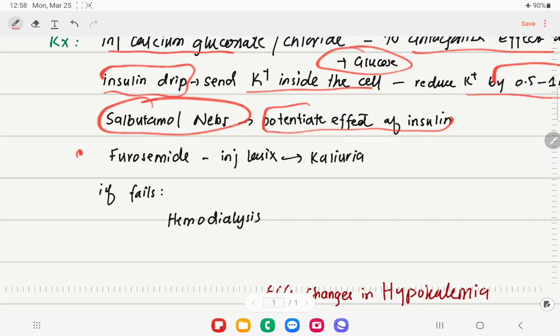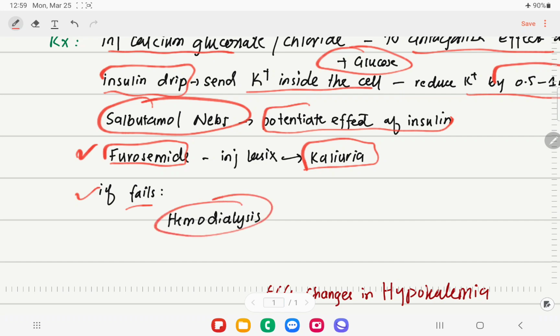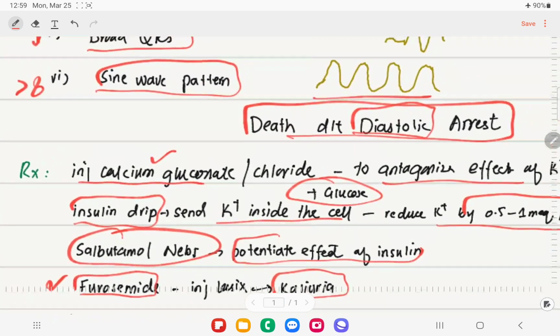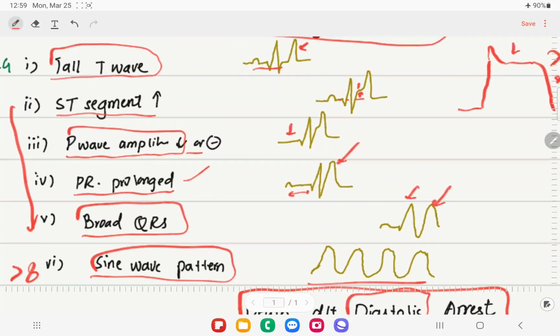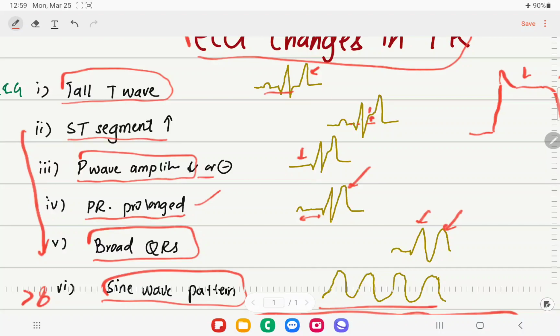The next step we're going to use is injection Lasix, right? That is furosemide. This is going to cause a loss of potassium, which is called kaliuresis. If all of these fail, we're going to go for hemodialysis, right? This is the most effective method for the removal of potassium. So that's all about the hyperkalemia component.